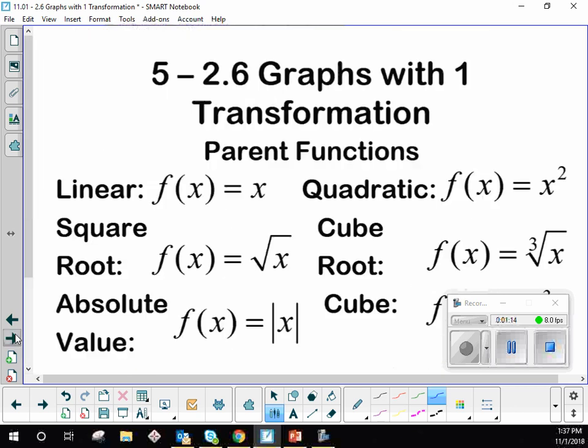Okay, excellent. We are going to move into transformations today. We are going to actually be transforming some graphs. Only one transformation at a time today. Tomorrow we'll do multiple, and things get a little more interesting at that time. But today just one. So here are our parent functions.